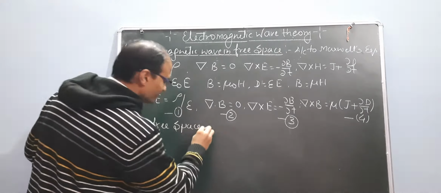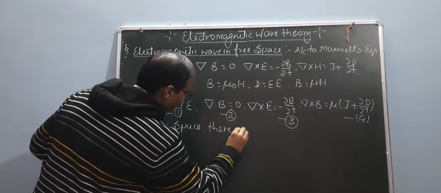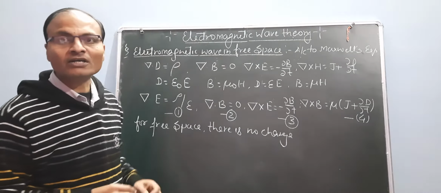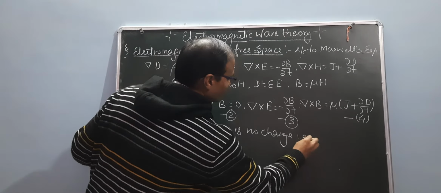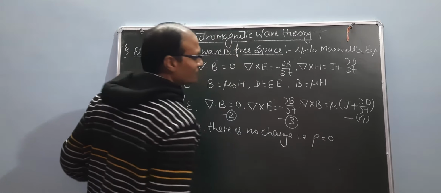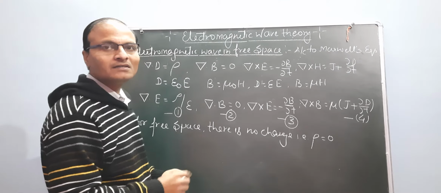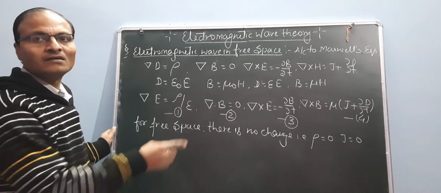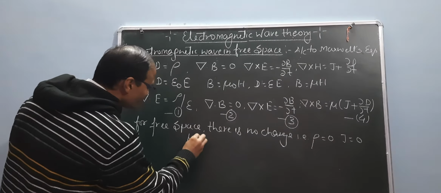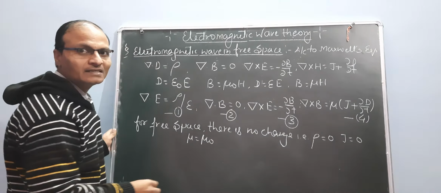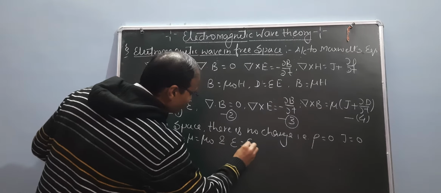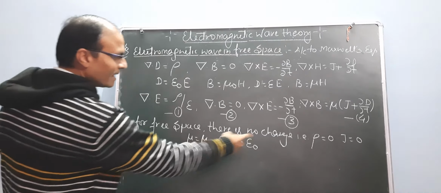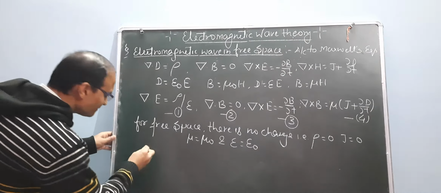For free space, there is no charge. Where charge is not available, rho equal to 0. When rho equal to 0, then current density J is also 0. The value of mu equal to mu naught for free space and epsilon equal to epsilon naught for the permittivity of free space. So apply these conditions in Maxwell equations.